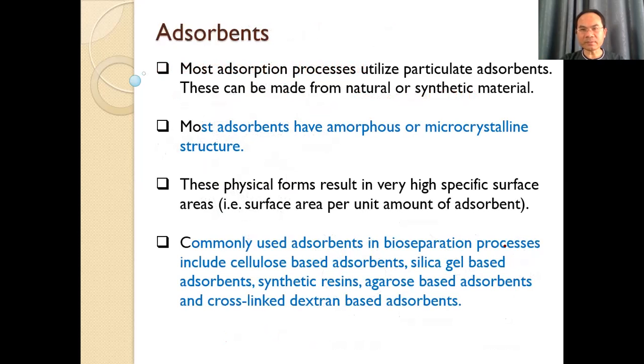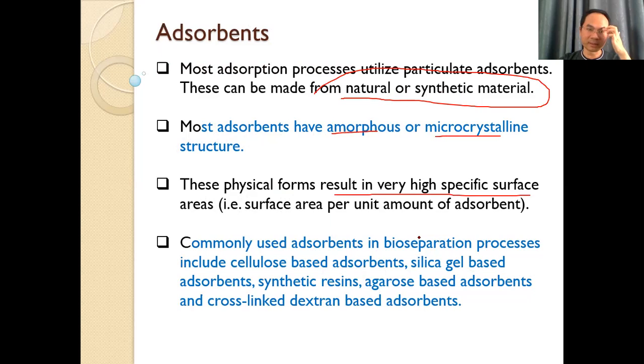Most adsorption processes utilize a particulate adsorbent, and mostly we use particulate adsorbent. It may be produced from natural or synthetic material. Synthetic material can have an amorphous or crystalline structure. The physical form should result in a very high specific surface. It should have an ion exchange surface, or a chemical reaction on the surface.